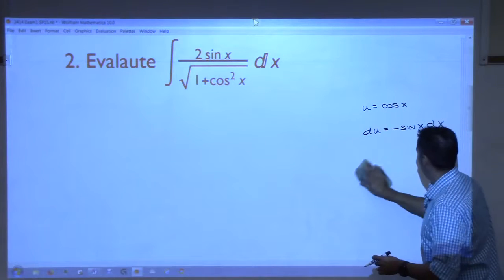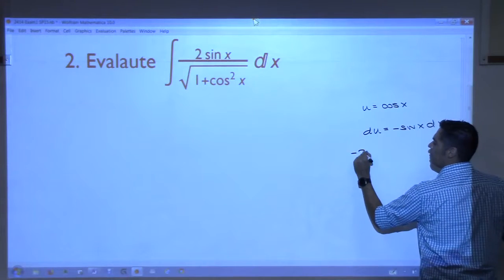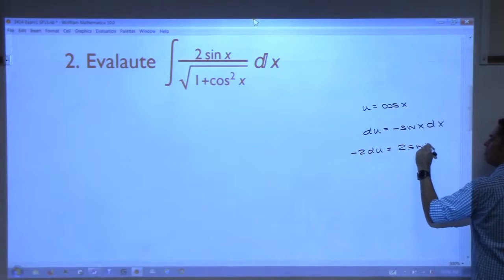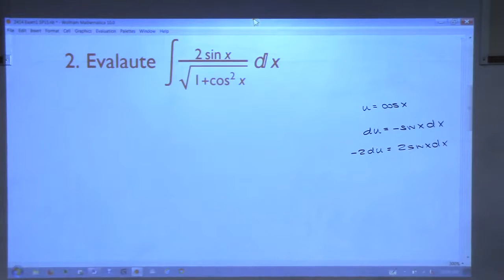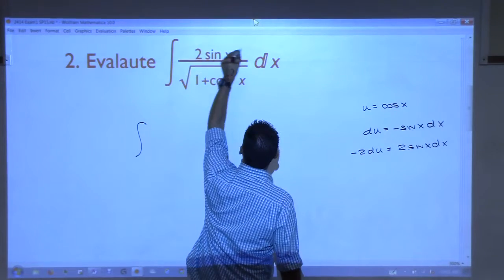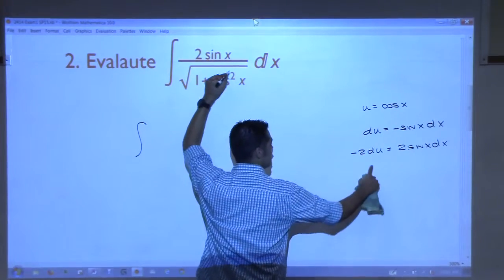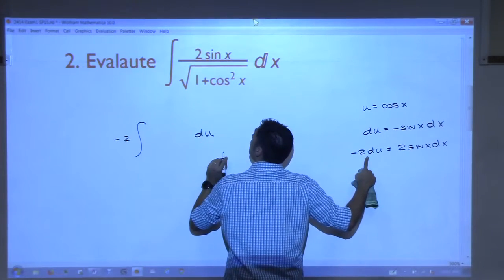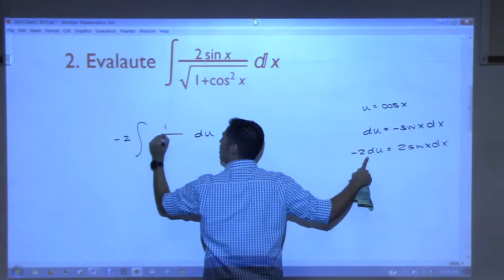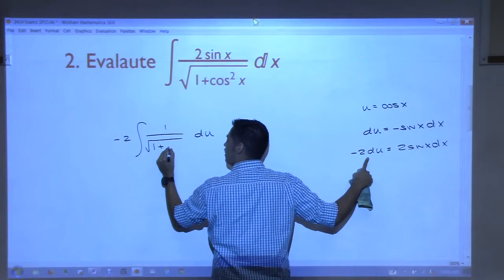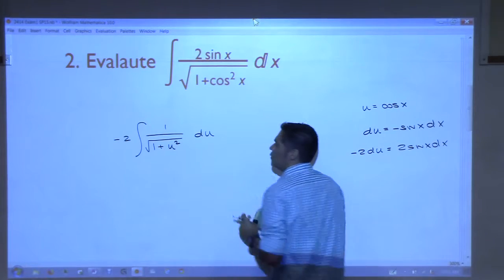Okay? So I'm going to multiply both sides by negative 2. And this times negative 2 gives me 2 sine x dx. So I should be able to rewrite this integral now, right? All right, should be integral, let's see here. The 2 sine x dx, all that is going to be replaced with negative 2 du. And then I have left 1 over root 1 plus u squared du, right?